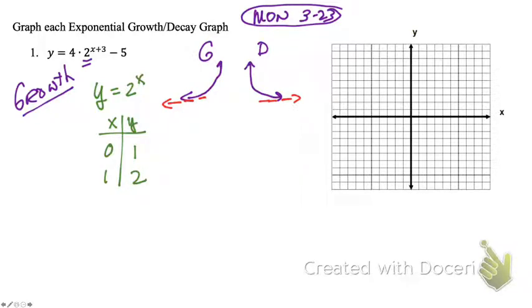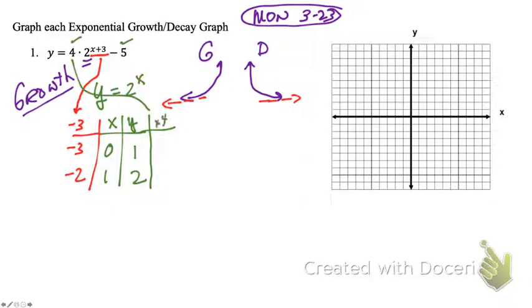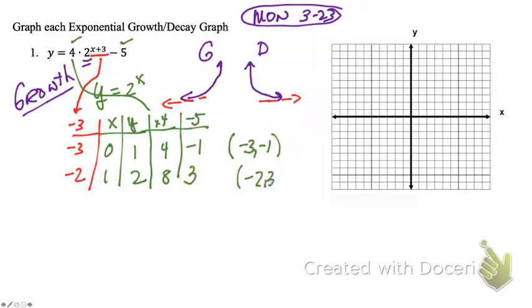All right, let's run through our steps real quick. If we have anything in our exponent up there by that x, then we need to perform that to the x, the opposite of what it looks. So we would subtract 3 from our x's, get -3 and -2. Anything outside of that exponent, which we have a 4 and a -5, we need to do to the y's. We do the times 4 first, and we do the -5 last. So we'll get -1 and 3 there. So the points we will graph are (-3, -1) and (-2, 3).